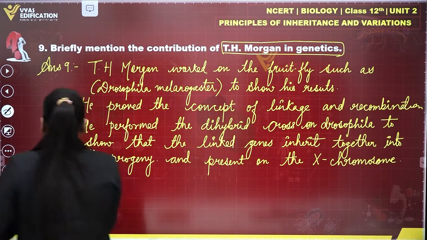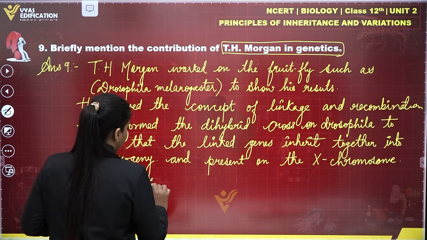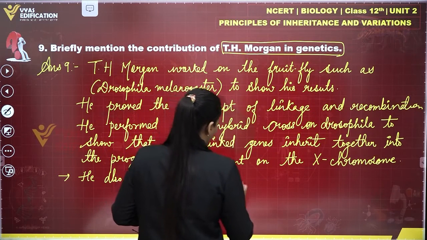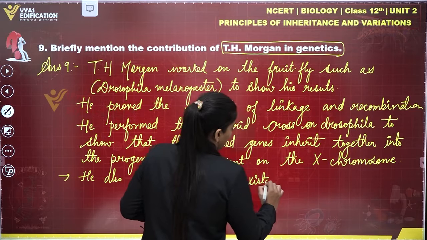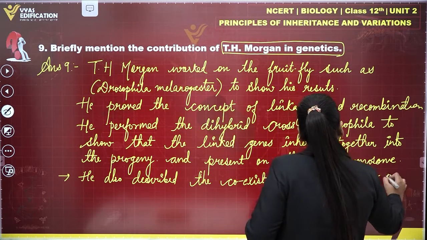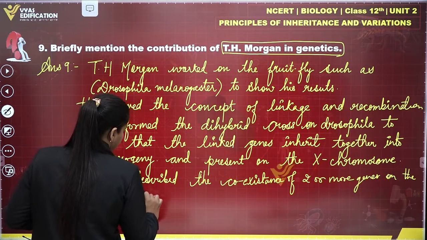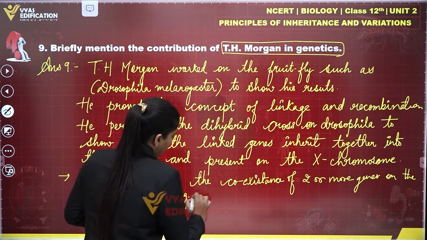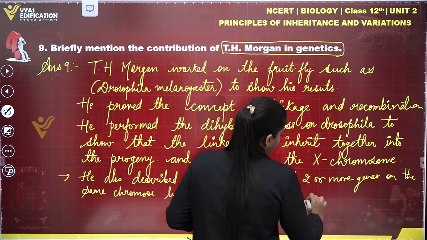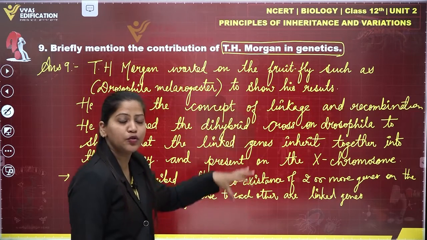He also described, first of all, the coexistence of two or more genes on the same chromosome, lying close to each other, as linked genes, and because they are linked genes, they will be inherited into the progeny together.